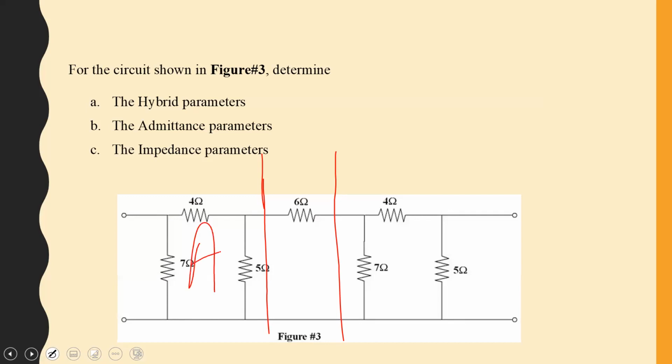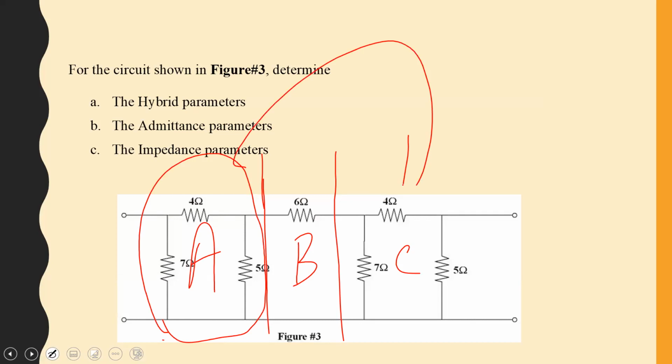Let's call this network A, let's call the 6 ohm network B, and let's call this C. As Mr. Powell correctly said, once you have found the transmission parameters for network A, they will be equal to the parameters for network C. Because looking in, you see the 7, and then the 4, and then the 5. So both networks, in terms of going from left to right, are the same. You then have the 6 ohm, and you find the transmission parameters for that.